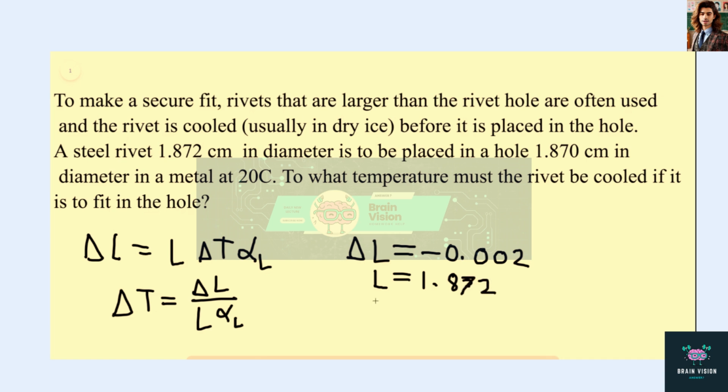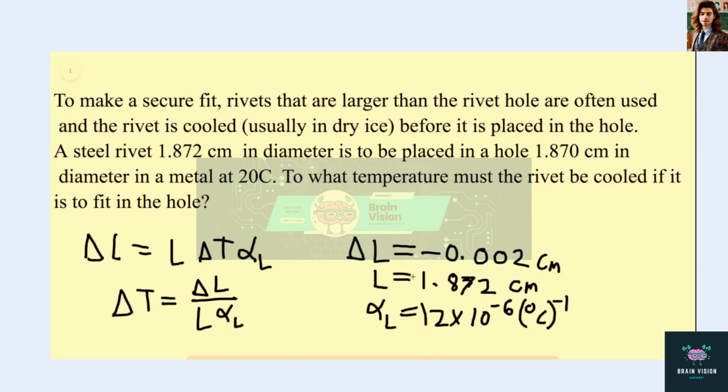And alpha L, the coefficient of expansion for steel, is given by 12 times 10 to the minus 6 per degrees Celsius. Now, because we're dividing through the two lengths, our units don't matter here as long as they're the same. These are both centimeters, so that's fine. They're comparable. If they were different units, we'd have to convert them to make them the same.